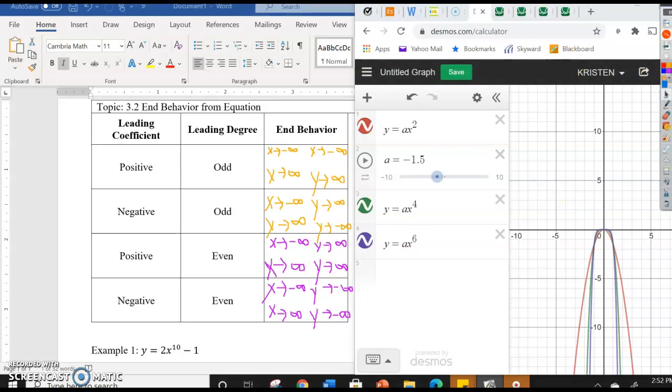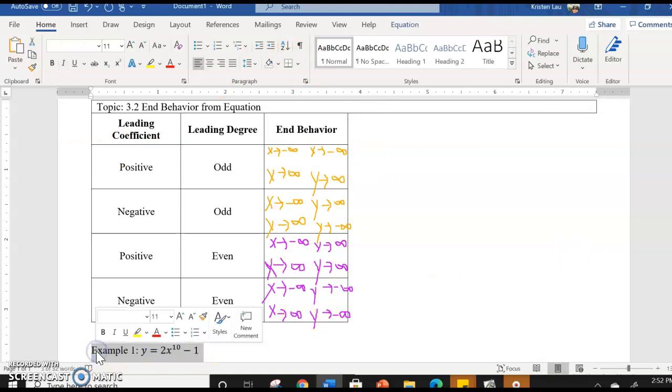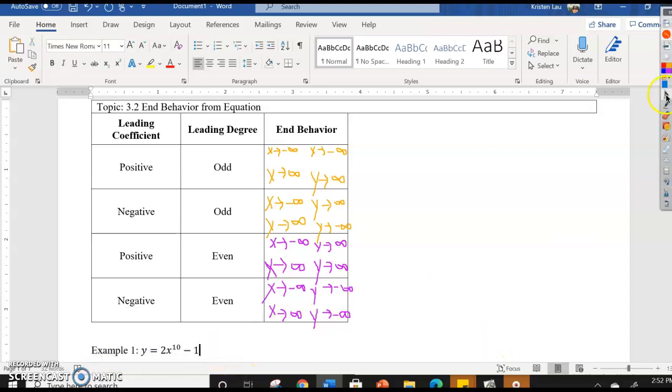So now let's try to figure out, based on our chart, what it's going to look like for example 1. Okay? So in example 1, I have y equals 2x to the 10th power, okay? So we have to look at our leading term. So this is our leading term because that's the one with the biggest exponent, okay? So let's first look at our leading coefficient. This is our leading coefficient. This number in front, that's a 2. So it's positive.